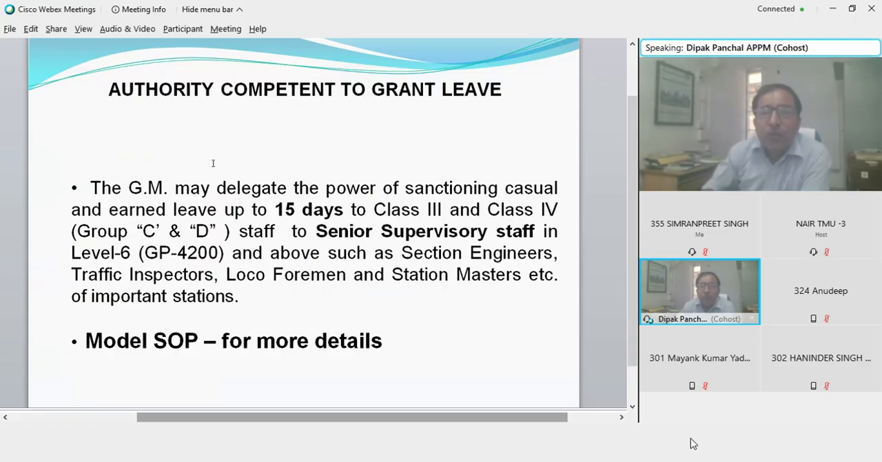Authority empowered to sanction the leave, or competent authority to sanction the leave. See, according to the schedule of powers delegated to sanction leave, senior supervisors or the supervisory staff in level 6 and above can sanction up to 15 days of leave to class 3 employees who are working under them. So obviously the powers of the assistant officer are more than that. So above 15 days it should come to the assistant officer. For more details you can refer to the Model SOP 2018.